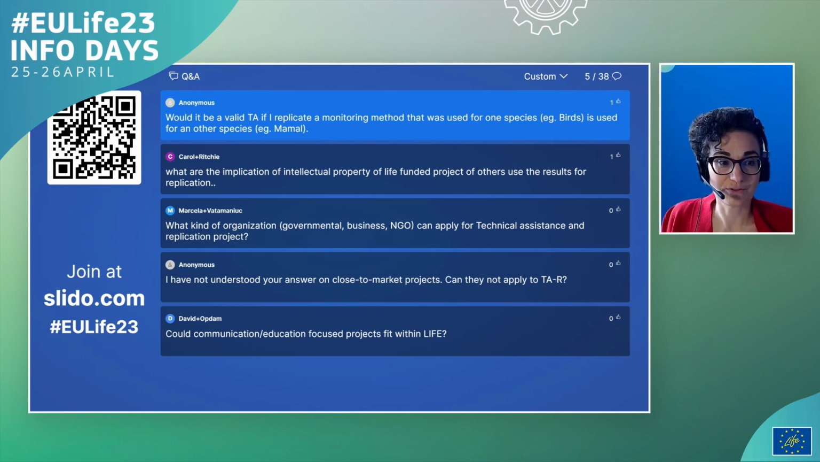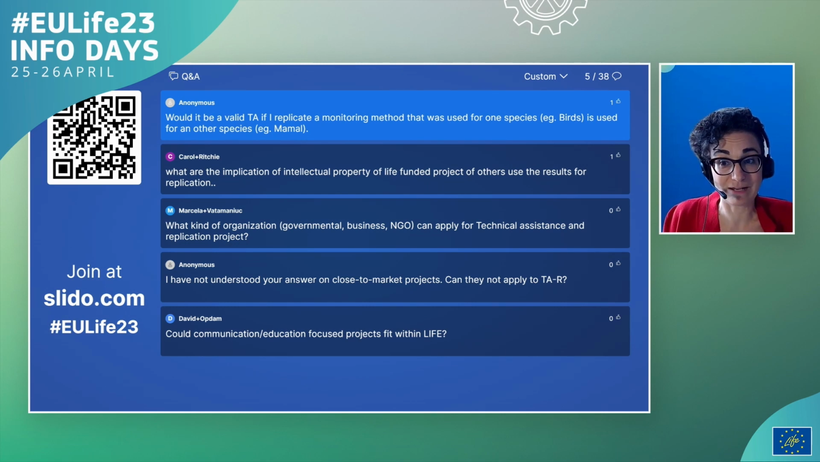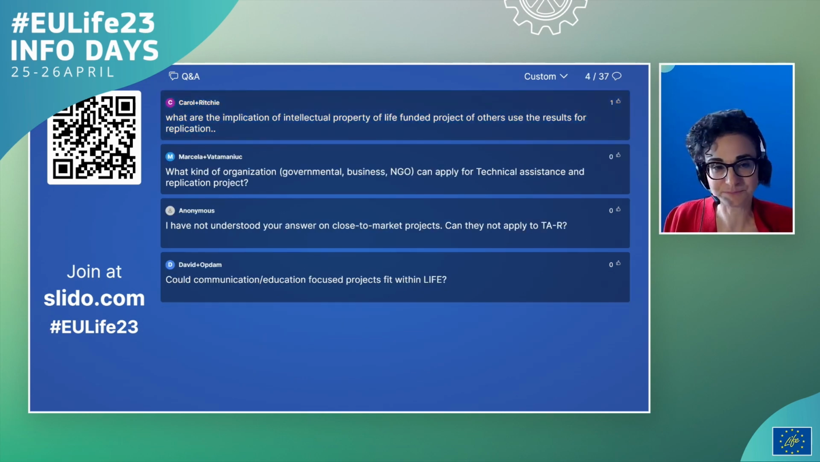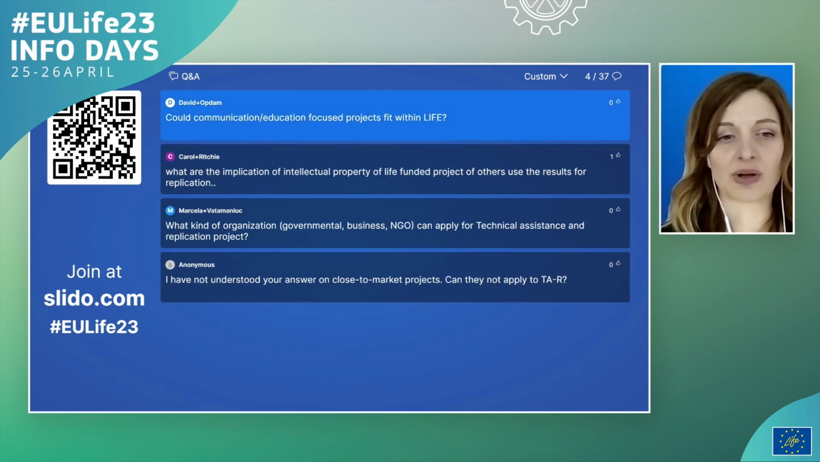Yeah, although a monitoring method is limited to a project, not really something that you replicate, and of course it has to be really applicable to the other species. So be careful on something like this. So Anna, the next one that you would like to take? I see there's one on communication and education focus, and I was mentioning the awareness raising campaigns. If done in line with LIFE objectives, that could also be the focus of a TAR project.